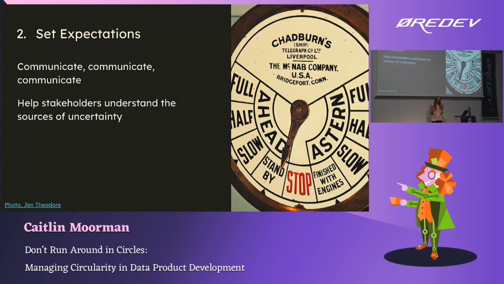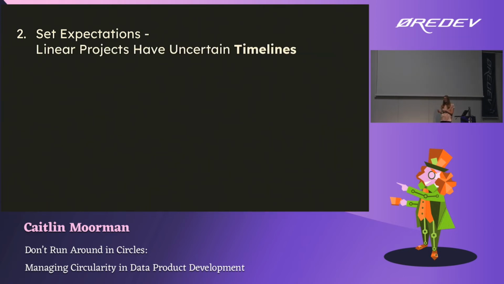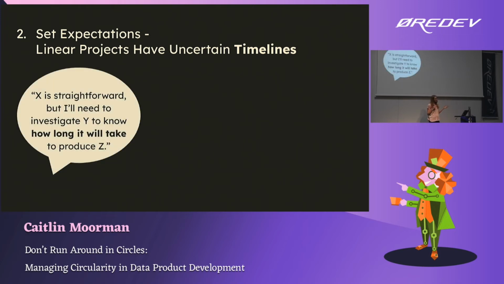Once you've clarified the type of project, you'll spend a lot of time helping your stakeholders understand the sources of uncertainty, because that's what really differs in these projects, and that's what you really need to manage throughout. For linear projects, the sources of uncertainty are really around timeline. You'll find yourself using language like this. Part of the project is straightforward, but I'll need to investigate another part before I know how long the next stage will take. So your uncertainty is around your timeline.